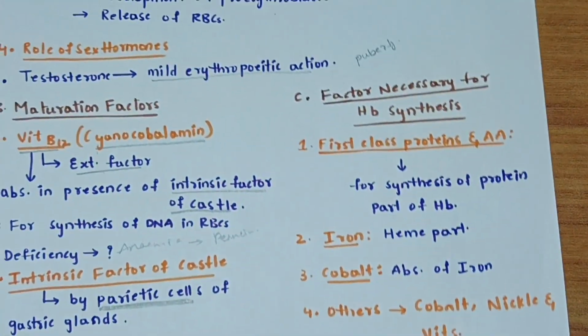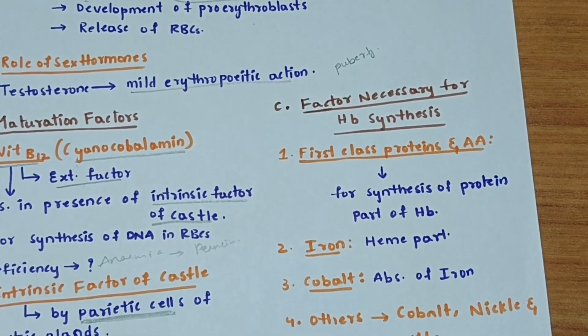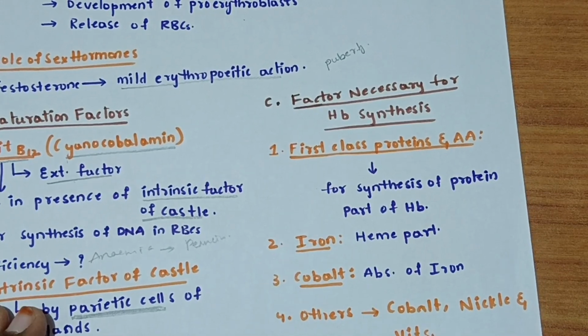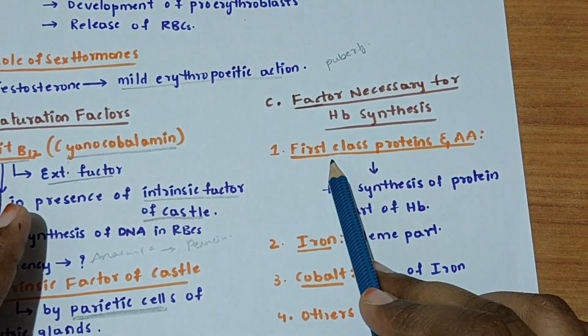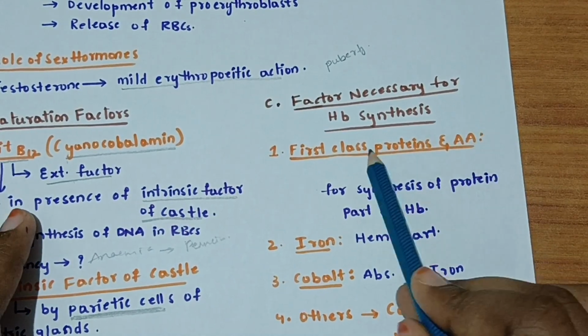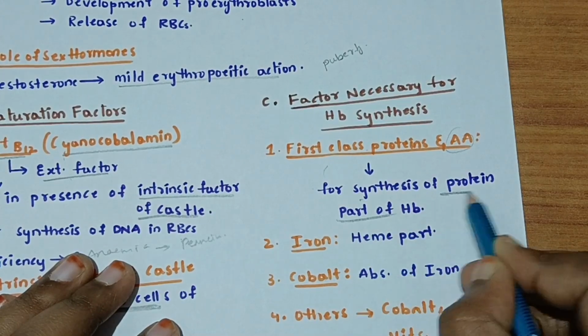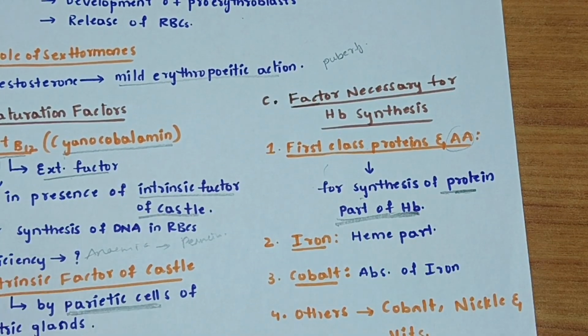Next, let's see the factors necessary for the synthesis of hemoglobin. There are different factors. The first one is first class proteins and amino acids, which help in the synthesis of the protein part of hemoglobin, that is globin.